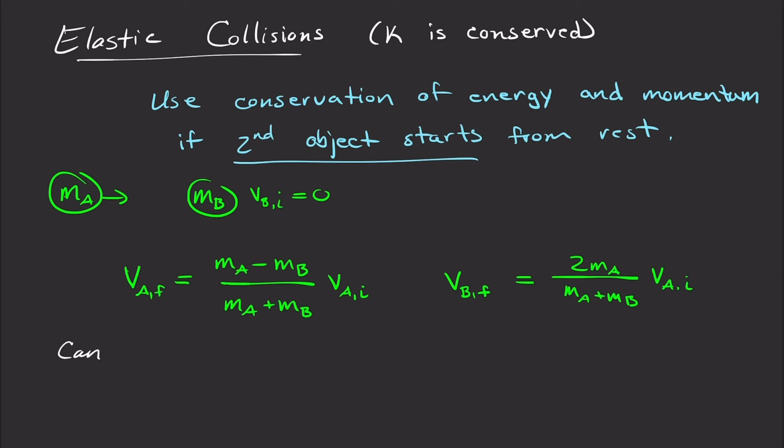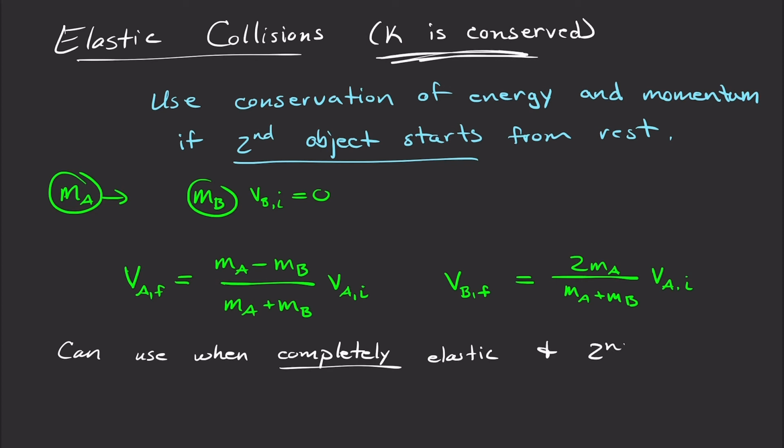So you can use these when the collision is completely elastic. So we don't call it completely elastic, but when it's an elastic collision, so what I mean by completely is we know for a fact kinetic energy is conserved, and when the second object, so in this case we called it object B, is at rest before the collision.